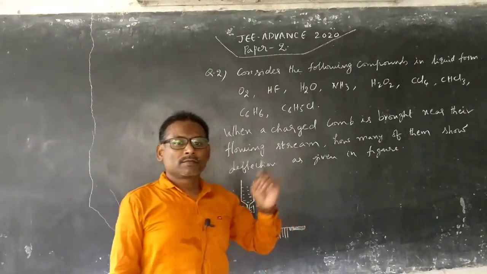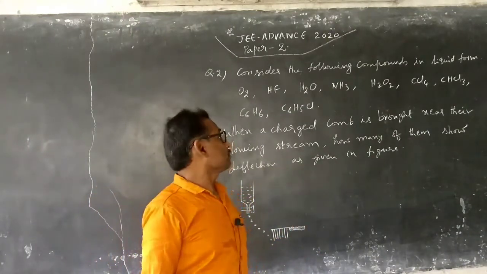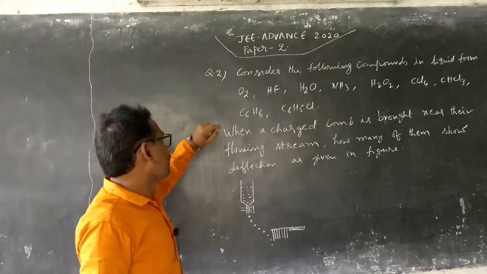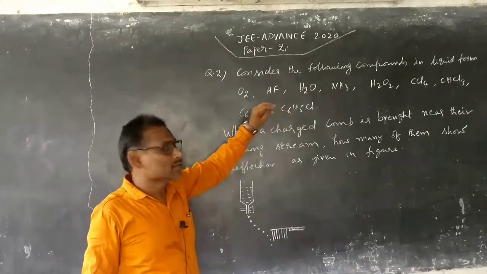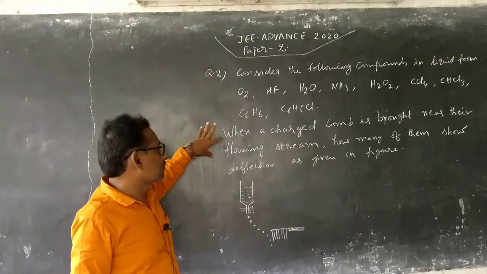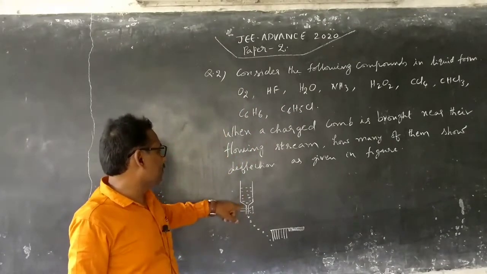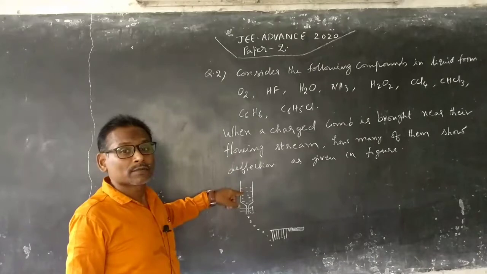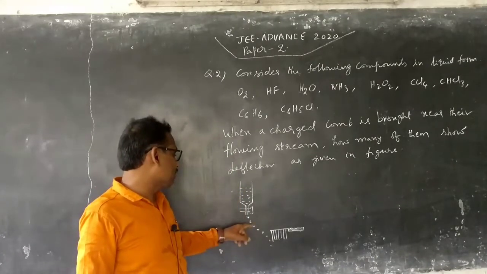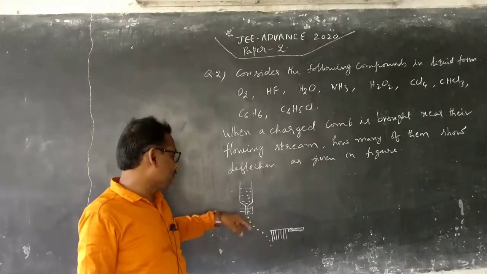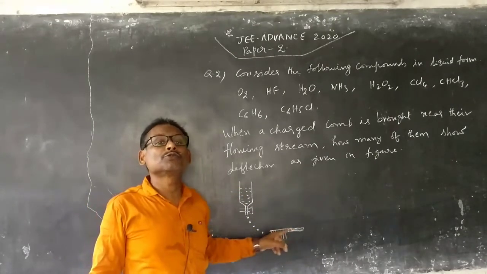Yes, this is question number 2 from paper 2 chemistry. Here they are giving a list of compounds. They are taken in a burette, and the substances in liquid form are flowing in this manner. But when they are dropping down, they keep a charged comb near them.